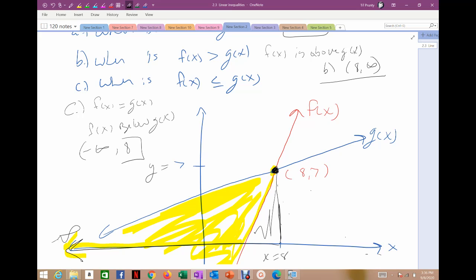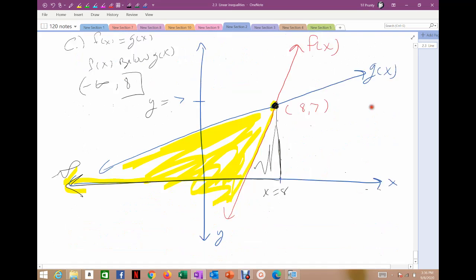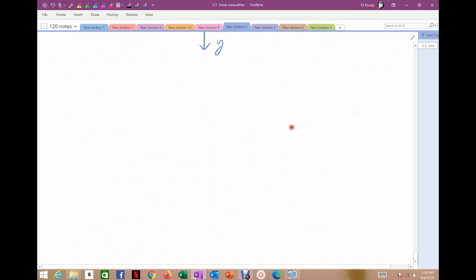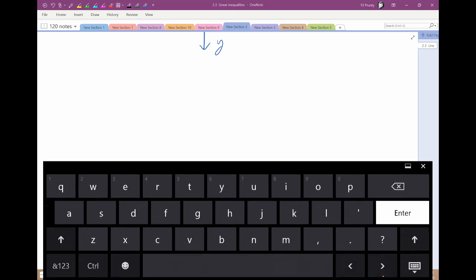So that's an example of if you're given a graph. The second example we're going to solve graphically again, but this time we're going to do it on the calculator. So solving this graphically, I'm going to give myself a little more room.